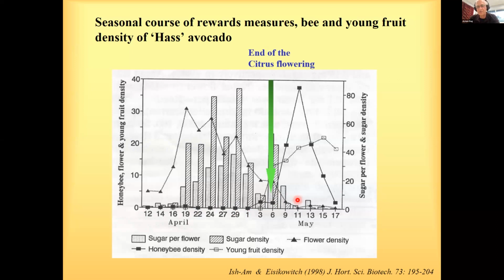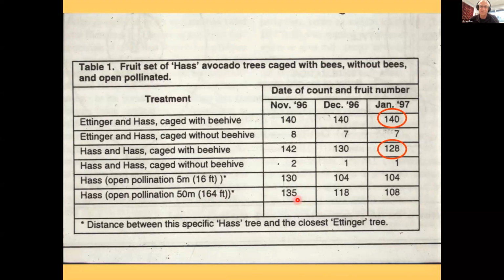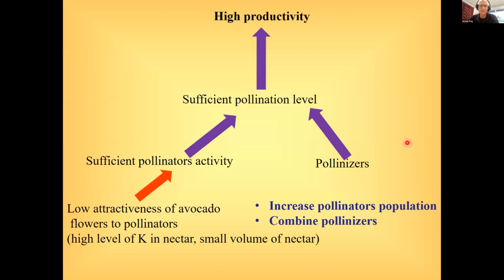So I hope I succeeded in convincing you that bee or insect pollination is important for pollination and fruit set in avocado. This is another study from South Africa. We can see here a caged Hass tree and a caged Ettinger tree, with bees and without bees. And we can see again that without bees, the fruit set and the productivity are very, very low. So we need bees to move the pollen between the anthers and the stigma.